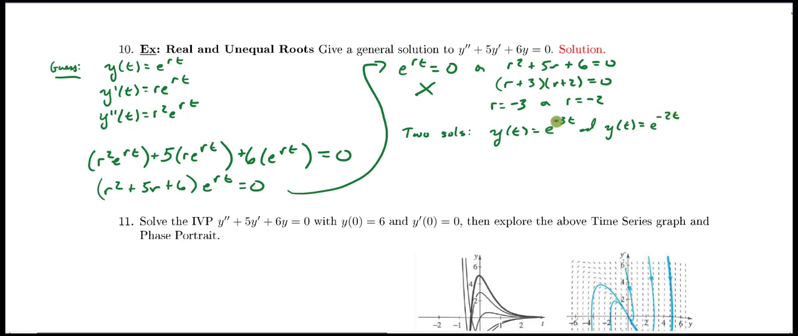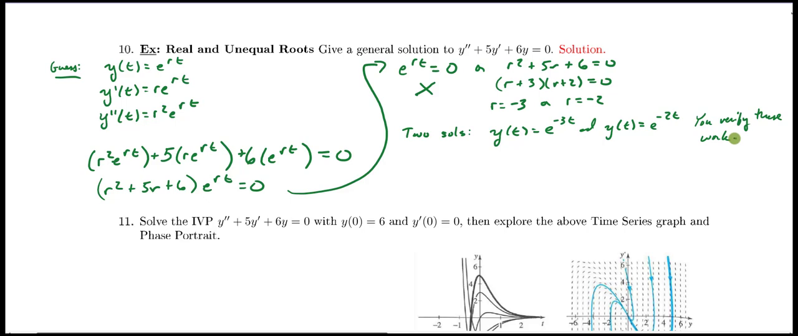So you can check, and I strongly encourage you to verify that if you take this function, take two derivatives of it, plug it into the original ODE, you get a true statement. And the same thing if we use e to this root of the characteristic equation times t. So I do want you to verify this. Let me just add that. You verify.